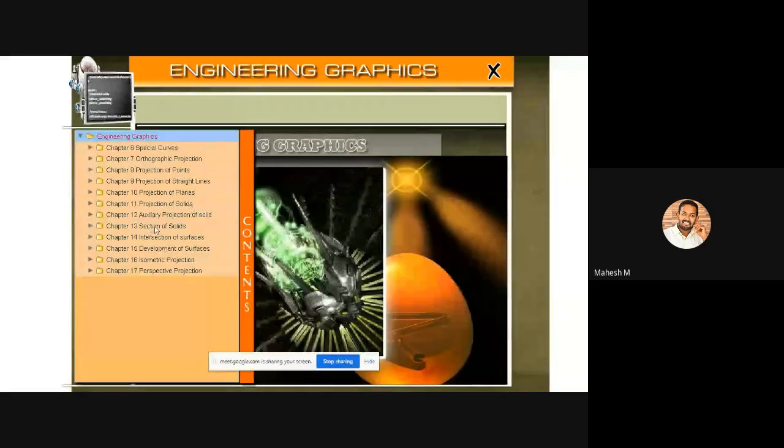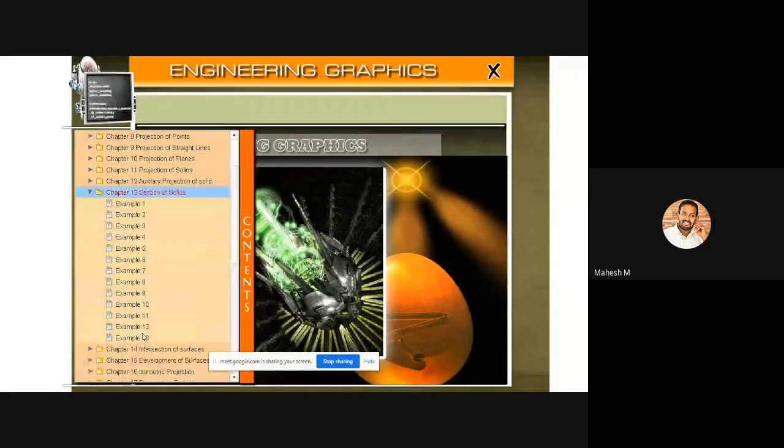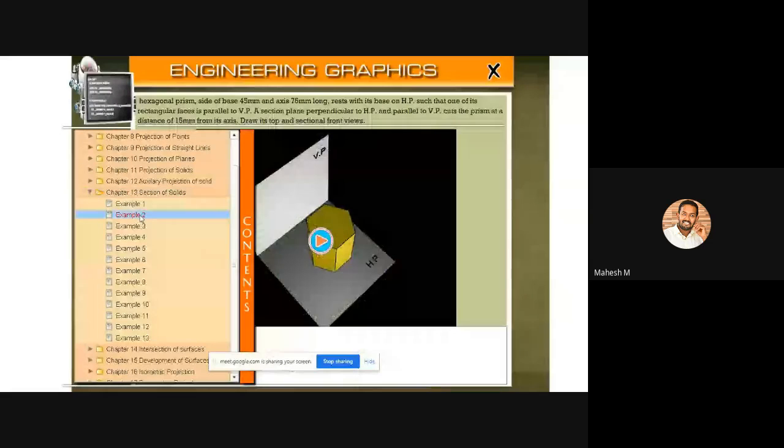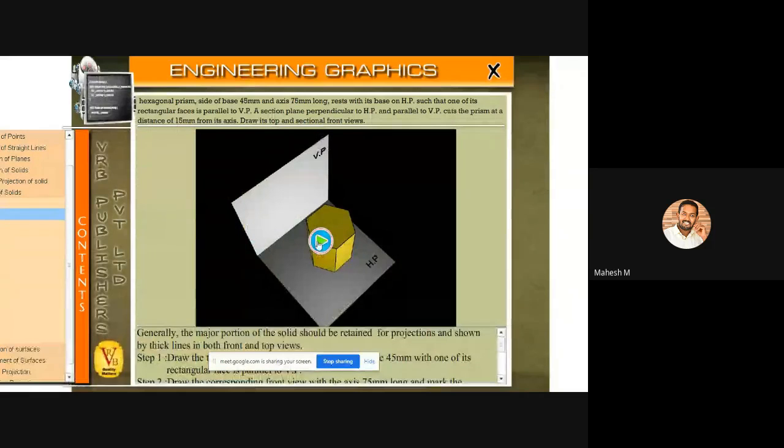In this content you will have 13 examples of animated videos. These 13 examples are different kinds of solids and different kinds of conditions. I'm going to play any one. You can see this profile. This one is a vertical plane and this one is a horizontal plane, and there is a problem for this condition. I'm going to read out the problem first.